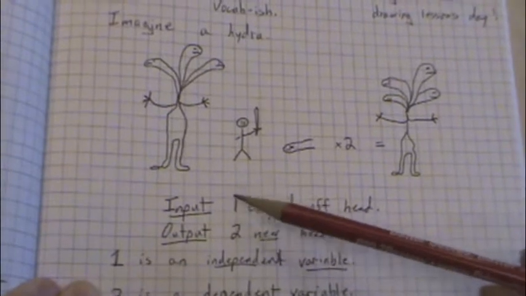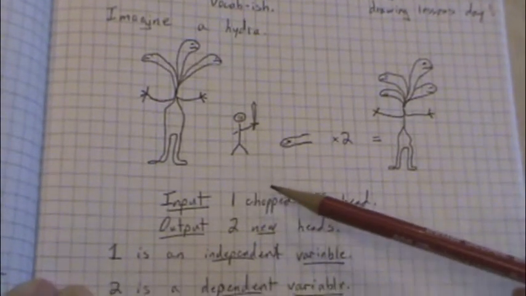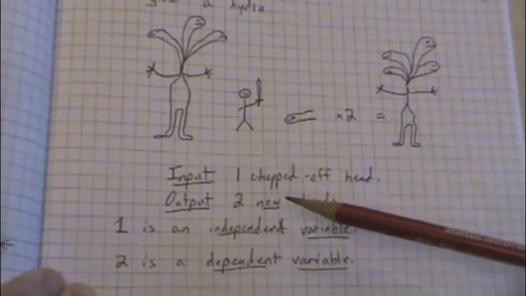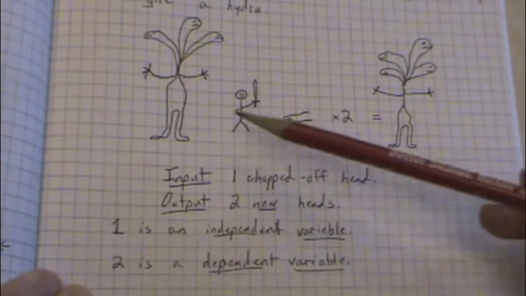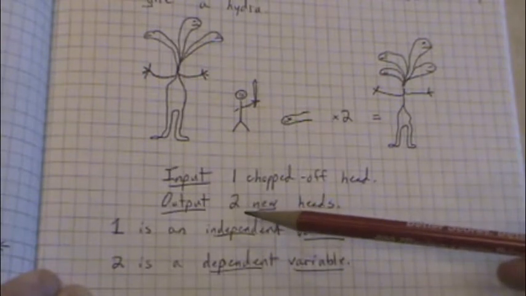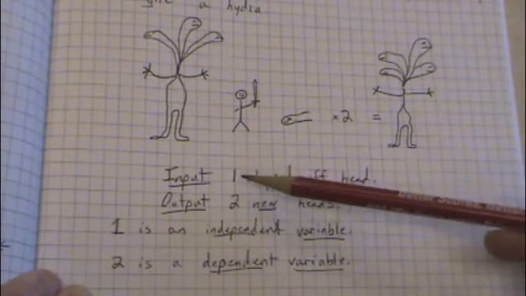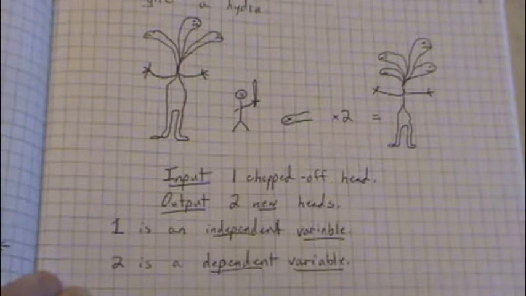In this example, 1 chopped off head is an independent variable. 2 is a dependent variable. Why? Because you chopped off 1, but because of the nature of the hydra, you ended up with 2. If you had chopped off 2, then you would have ended up with an output of 4 new heads, and that would have been your dependent variable.